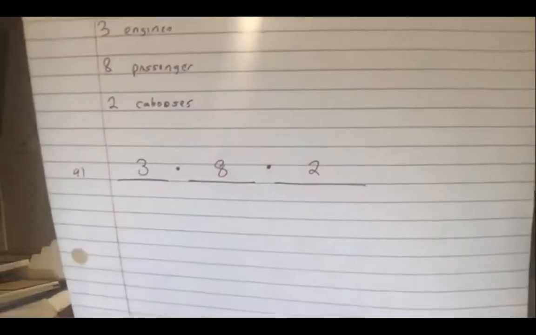3. There are 3 engines. So choice number 1, 3 options. How many choices does Nikki have for the second, which is the number of passenger cars? 8. So second option, 8. How many choices does Nikki have for the third, which is the number of cabooses? 2. So by the fundamental principle of counting, the answer to the question is 3 times 8 times 2, which is 48 possible trains. That was the answer to part A.